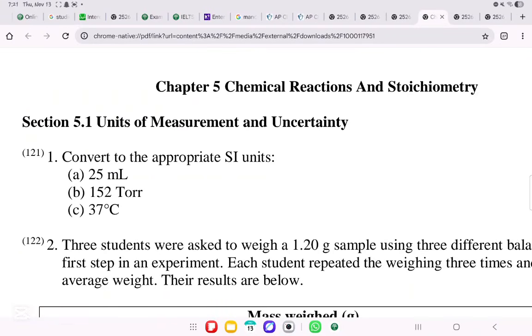So today I'm gonna be explaining chapter 5, chemical reactions and stoichiometry, CQDs. So we start with section 5.1, question 1. Convert to the appropriate SI units.